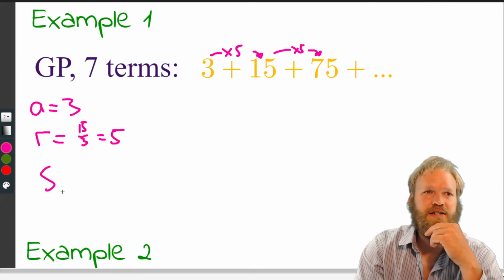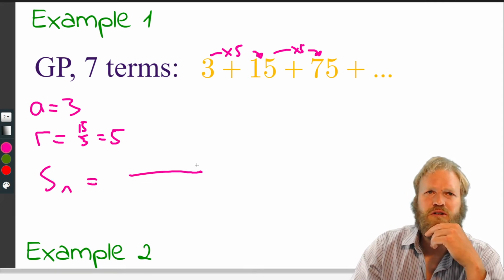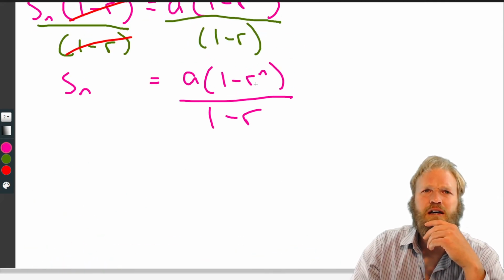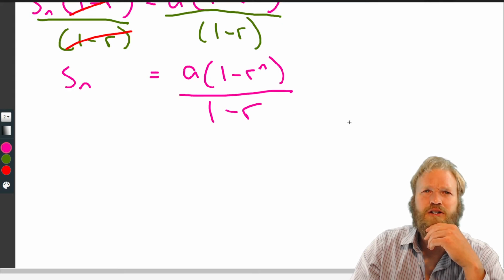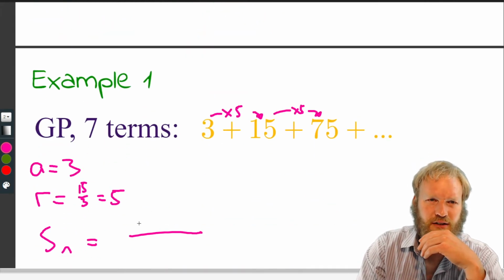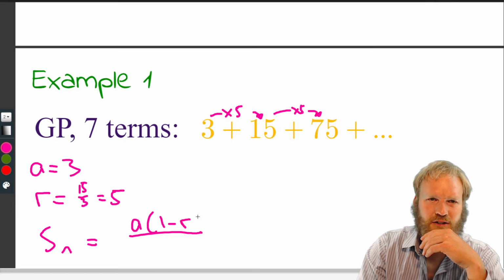Okay, Sn equals, what is that formula again? a(1 minus r^n) over 1 minus r. So we're saying a(1 minus r^n) over 1 minus r.